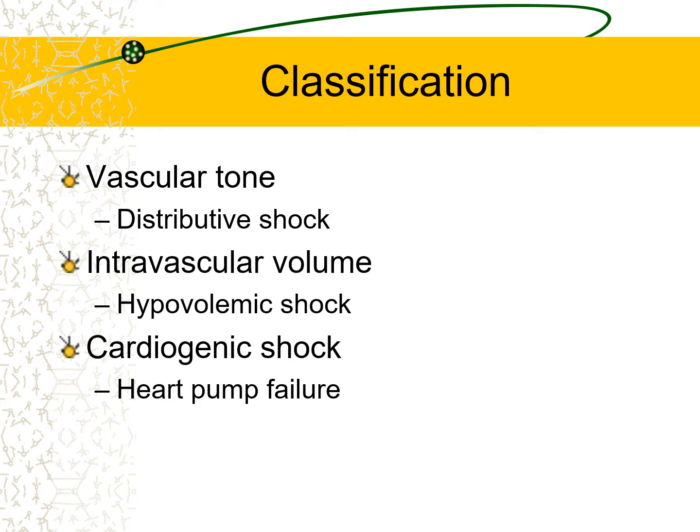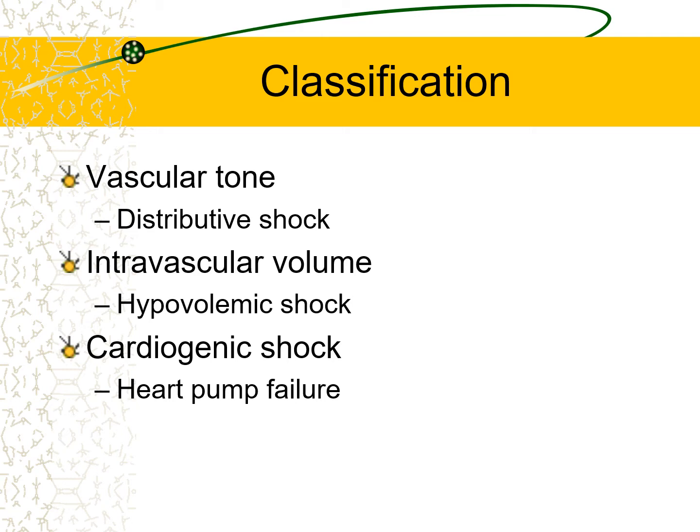Now, shock is classified in many different ways. This slide tells us that it's classified by the vascular tone, the intravascular volume, and whether or not the heart pump itself is functioning. Okay, so I would like you to list under vascular tone, we see that one type of classification for shock is distributive shock. So right here next to distributive shock, I want you to write the 3 types of distributive shock that we will eventually talk about in this course.